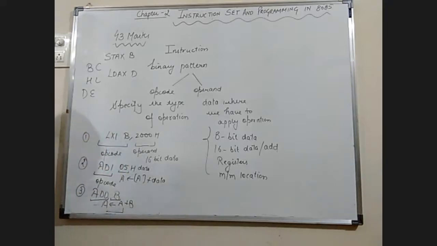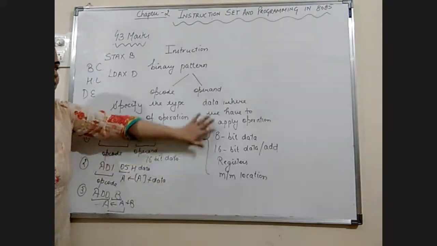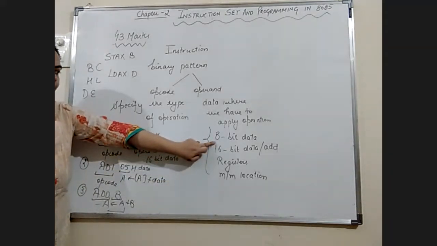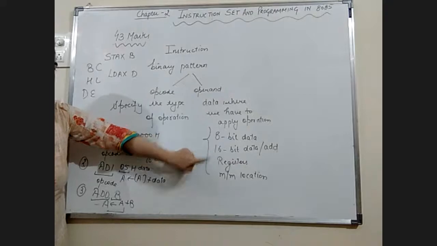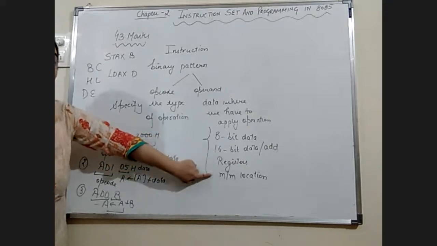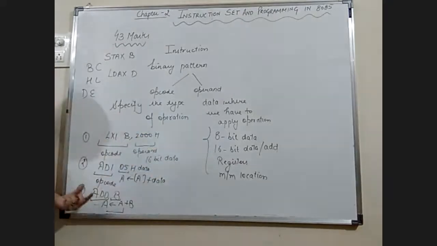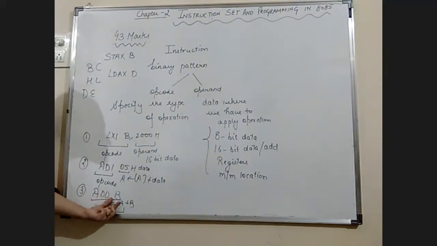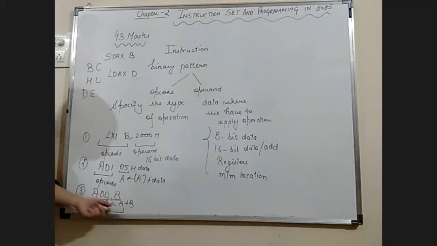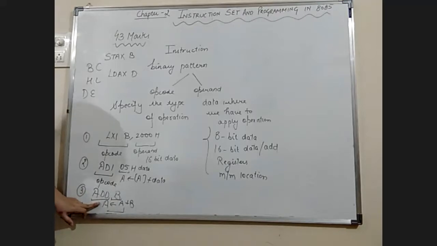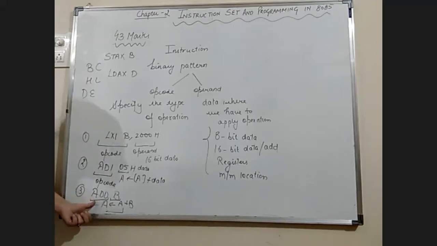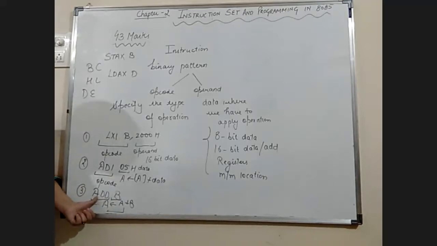So I told you previously, either the data is 8-bit data, or it is 16-bit data, or the address, either it is a register or it is a memory location. So if we are talking about this example, here the data is stored in the register. So that means the data that is present in this register will be added with the contents of the accumulator, and the result is again stored in the accumulator.